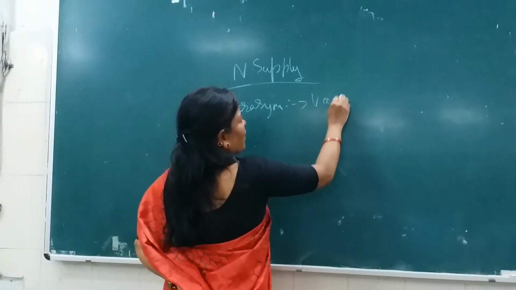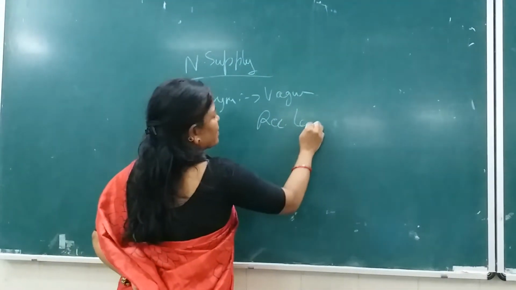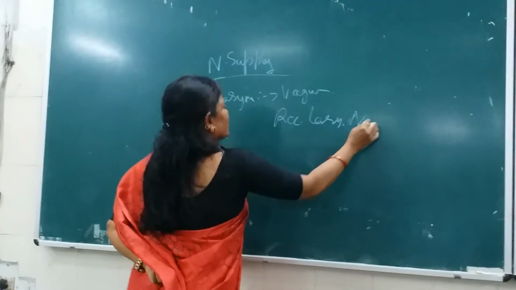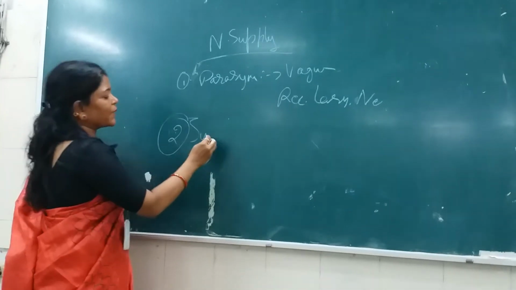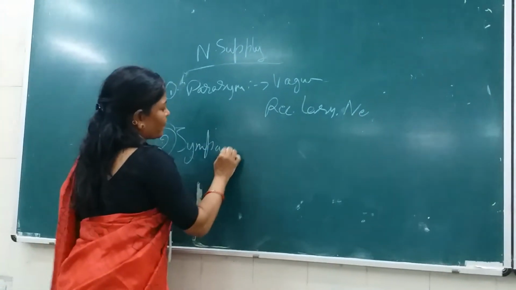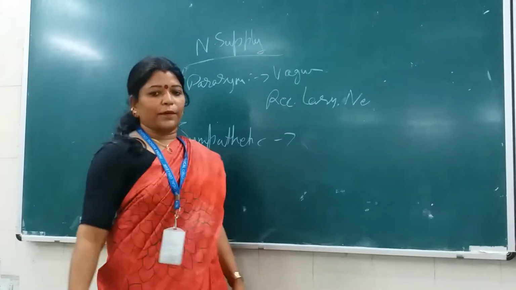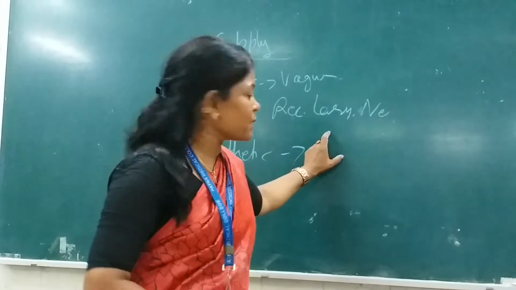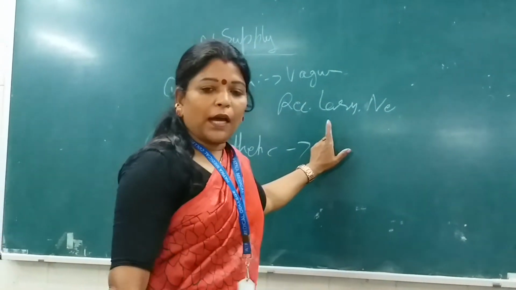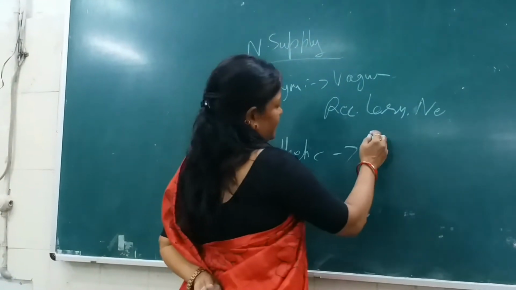Which nerve? Vagus, the recurrent laryngeal nerve, isn't it? Vagus. And the sympathetic nerve supply, it is given by which nerve? Sympathetic root of this: the upper, the middle and the lower cervical sympathetic ganglia.